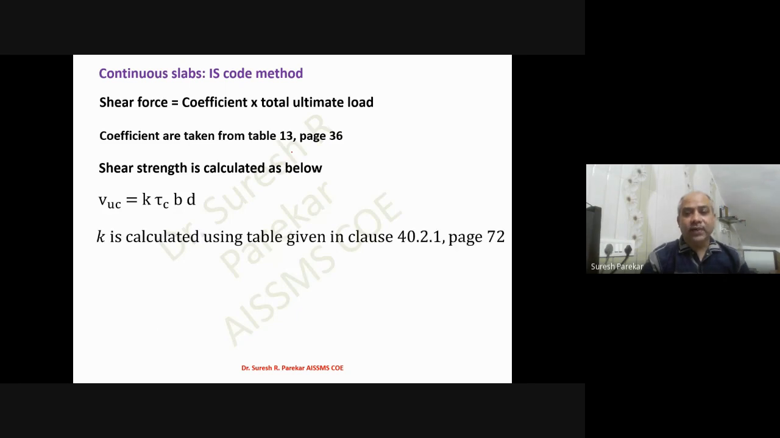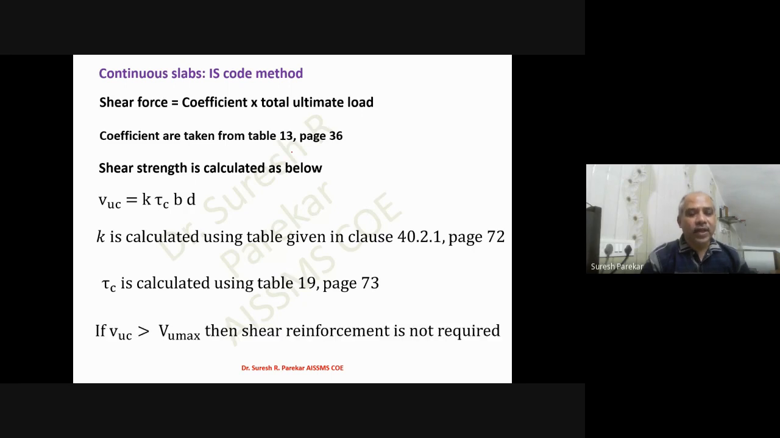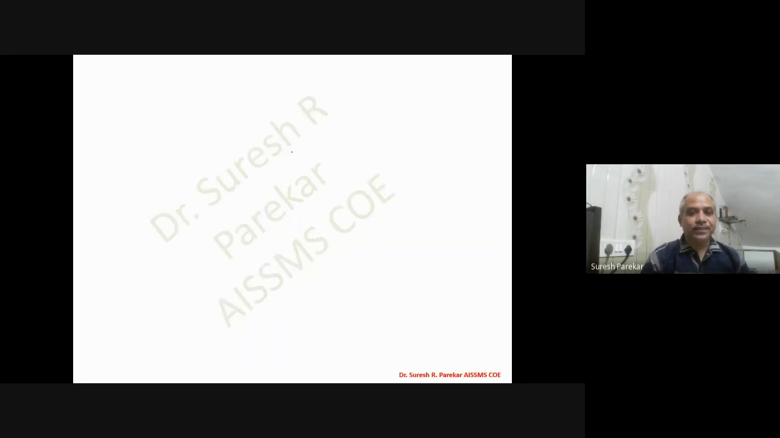Now K we have to take from Table, Clause number 40.2.1, page number 72, which depends upon the depth of the slabs. And tau C we have to calculate from Table 19, page 73. And now, knowing all these values, we have to check that VUC is greater than VU max. Then shear reinforcement is not required.